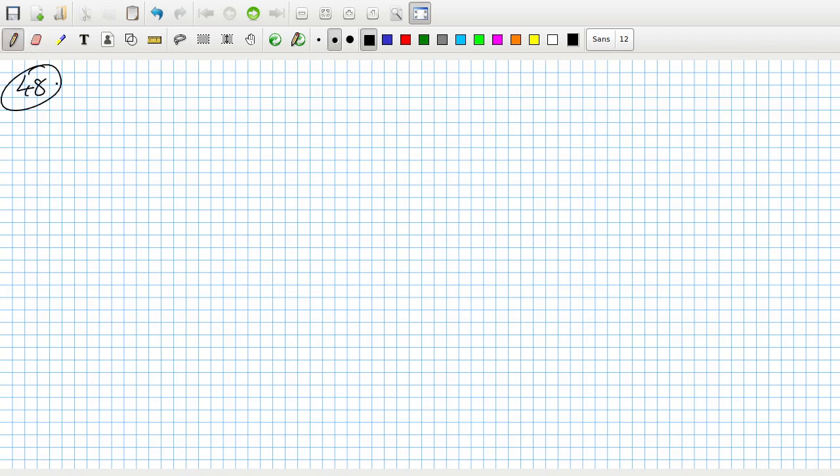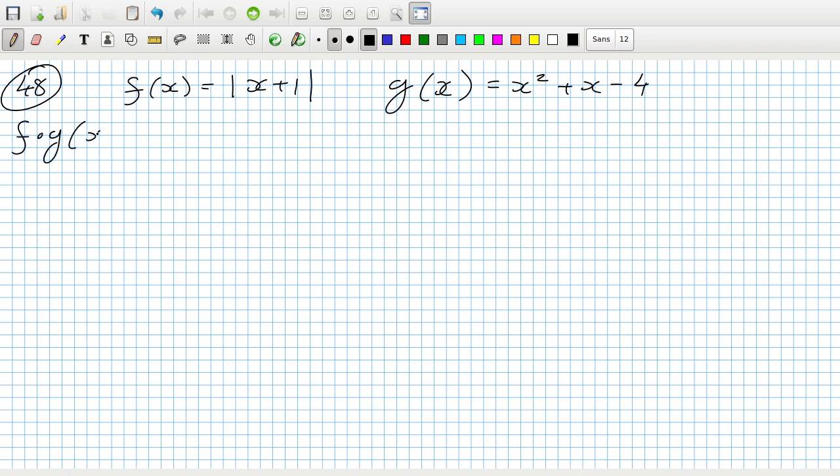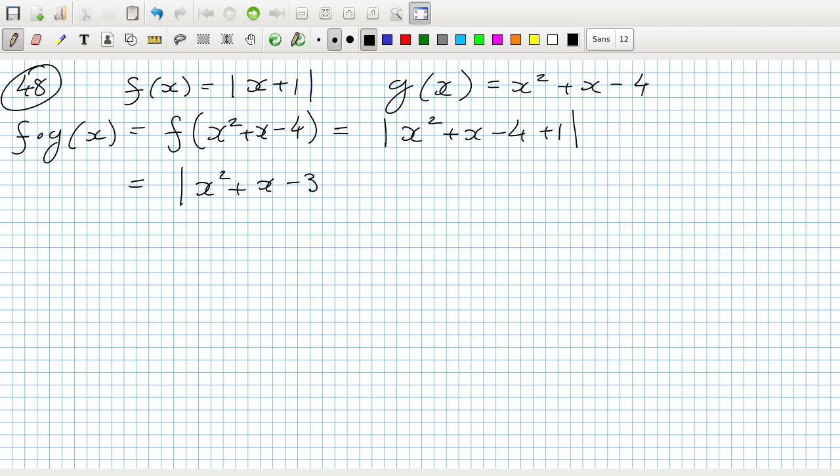48. f(x) equals the absolute value of x plus 1, and g is x squared plus x minus 4. f of g of x equals f of x squared plus x minus 4. That would be the absolute value of x squared plus x minus 4 plus 1, which is the absolute value of x squared plus x minus 3.